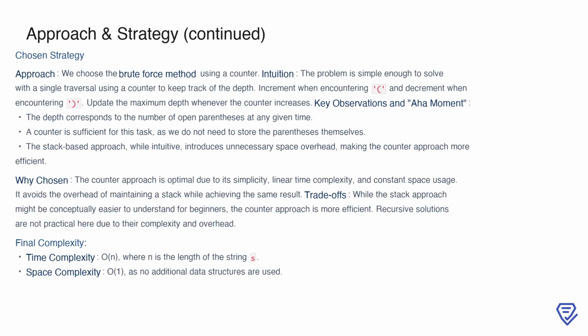Given these considerations, we select the brute force approach using a counter as our chosen strategy. This method is ideal for this problem because it allows us to solve it with a single traversal of the string, incrementing the counter for each opening parenthesis and decrementing it for each closing one. Whenever the counter increases, we update the maximum depth. This approach leverages the key observation that the depth corresponds to the number of open parentheses at any given time.